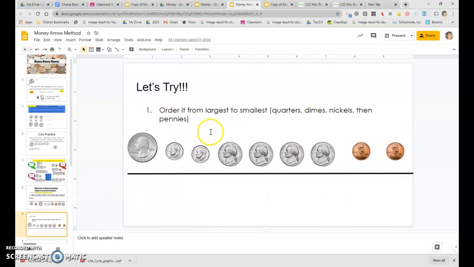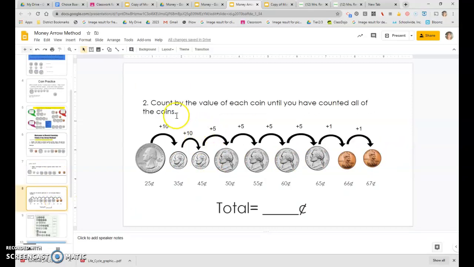So we're going to take a look at this one. These are all ordered in the particular order they're supposed to be in. So I have my quarters, my dimes, my nickels, and my pennies, okay? Next thing we're going to do, I'm going to use my arrow method. I'm going to count the value of each coin until I've counted all the coins. And I use my arrow, and then I put how much I'm going to be adding to that particular coin. I'm going to get that information from how much the coin equals behind it.